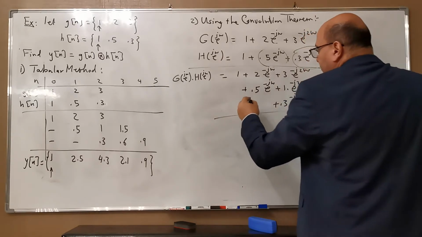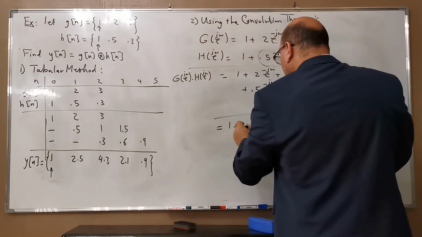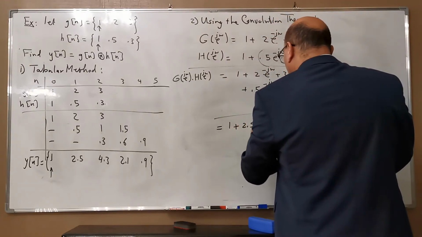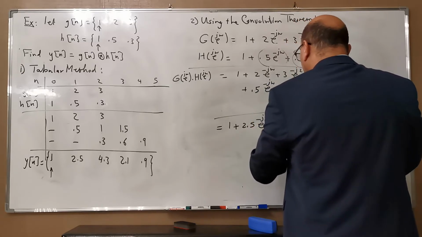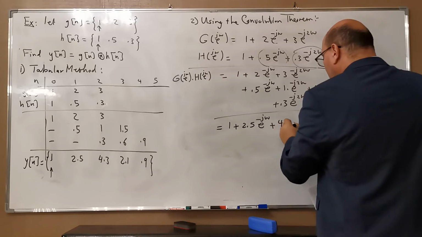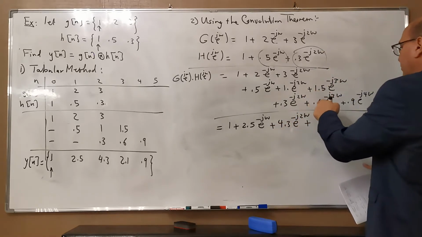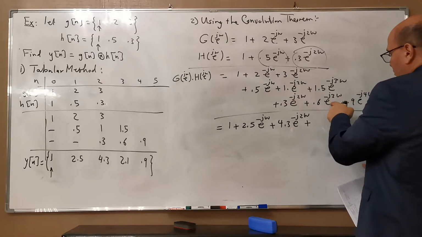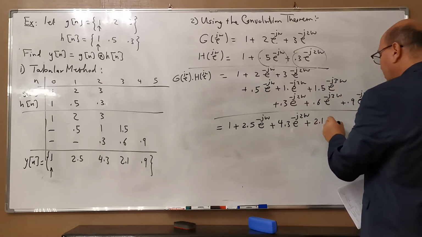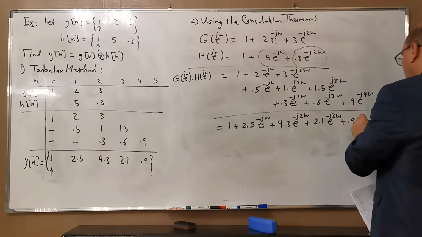If we add them, you have to add them as a polynomial. This is 1 plus 2.5e^{-jω} plus (3 plus 1 plus 0.3) 4.3e^{-j2ω} plus (1.5 plus 0.6) 2.1e^{-j3ω} with the same power, plus 0.9e^{-j4ω}.